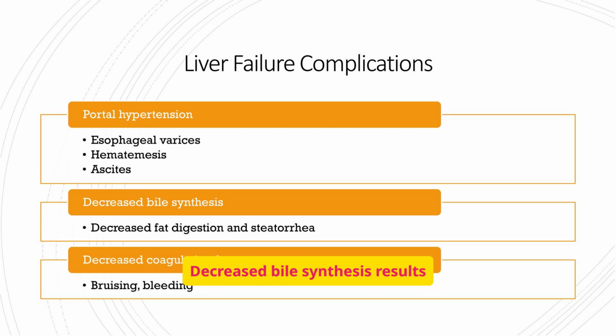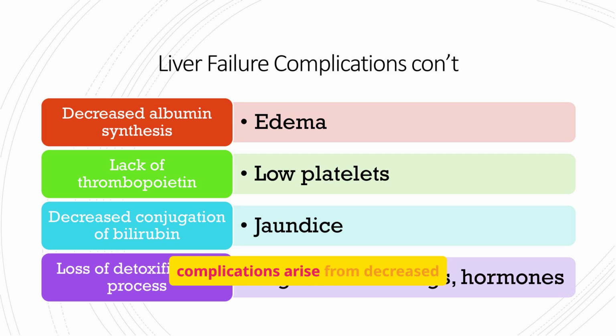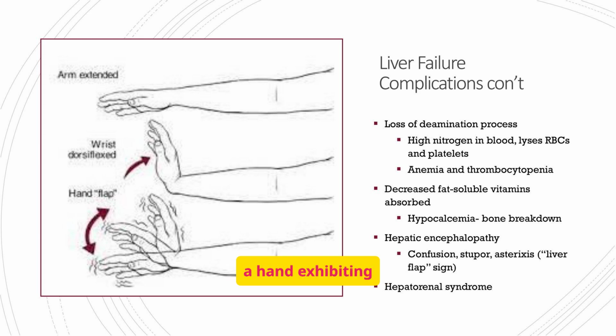Decreased bile synthesis results in decreased fat digestion and steatorrhea. Decreased coagulation factors lead to bruising and bleeding. Liver failure complications arise from decreased albumin synthesis, lack of thrombopoietin, decreased conjugation of bilirubin, and loss of detoxification process. These lead to edema, low platelets, jaundice, and high levels of drugs and hormones. This diagram shows a hand exhibiting liver flap, also known as asterixis, a flapping tremor.